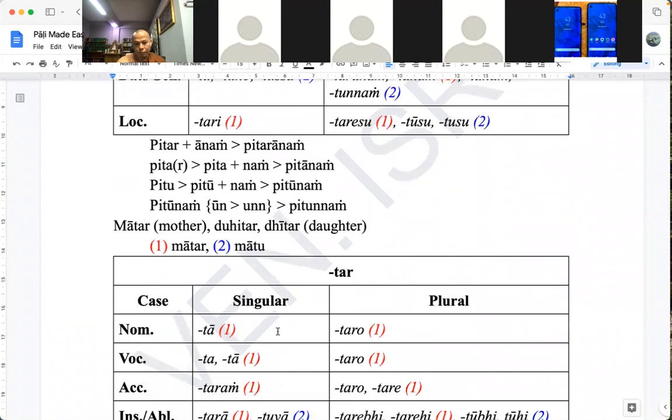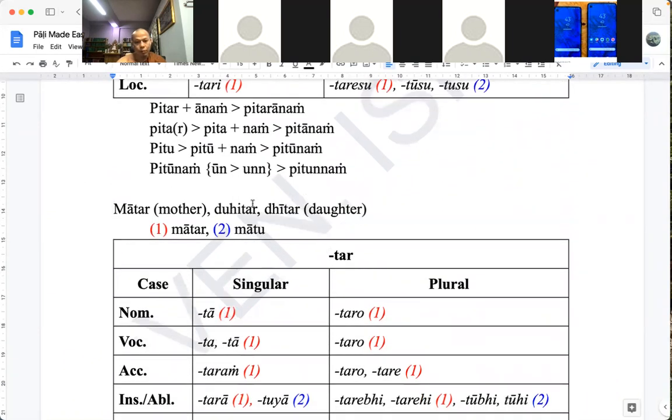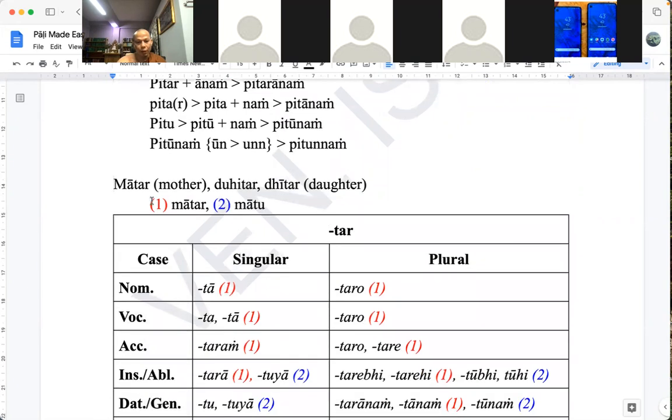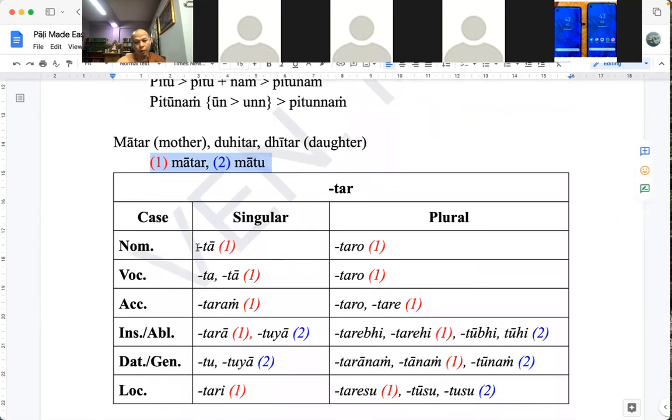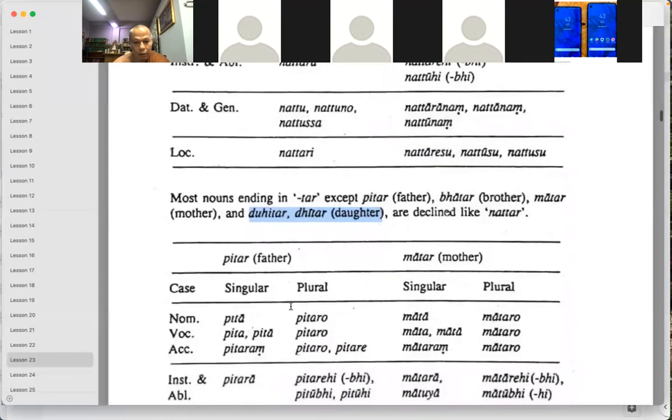But for the mata and duhita and dita, there are also two stems in this way, mata and matu. So nominative case also the same. Bita, mata, bitaro, mataro, bita, mata. Yeah, bita, mata, the same one.